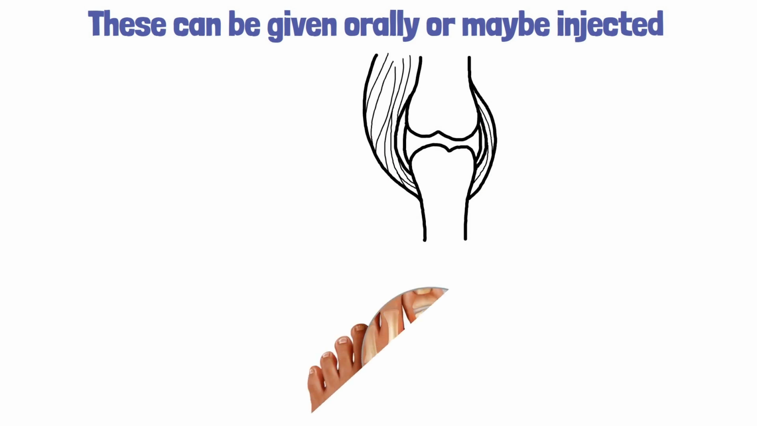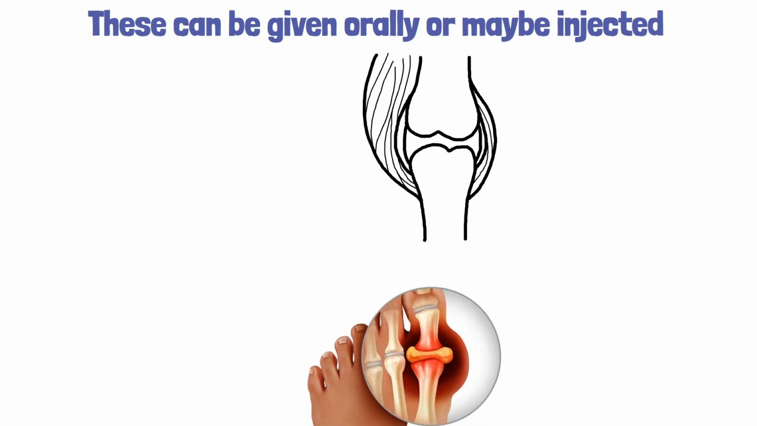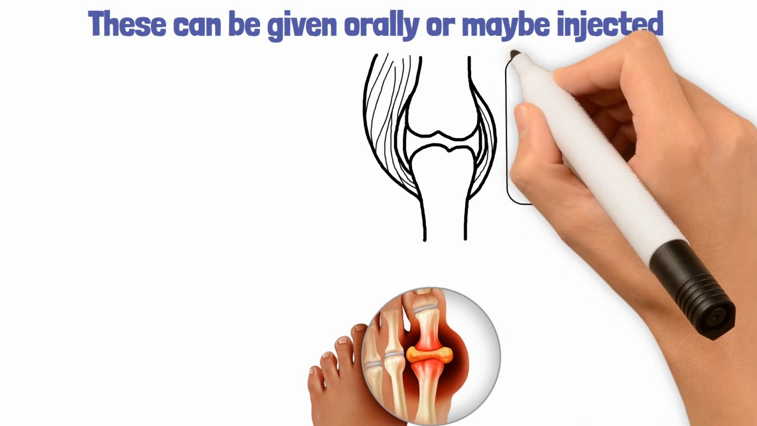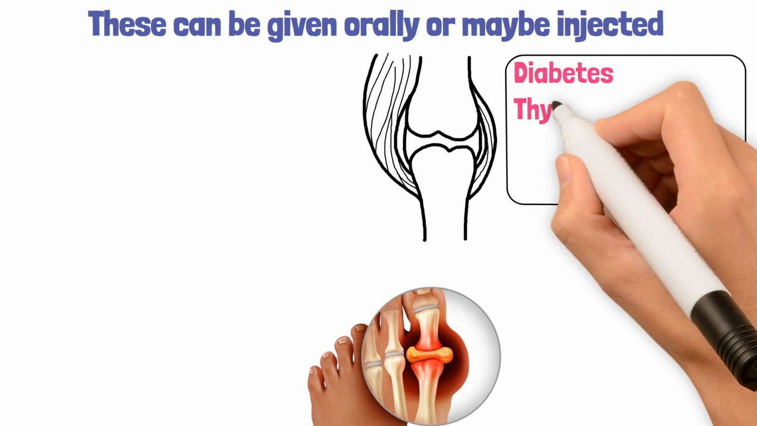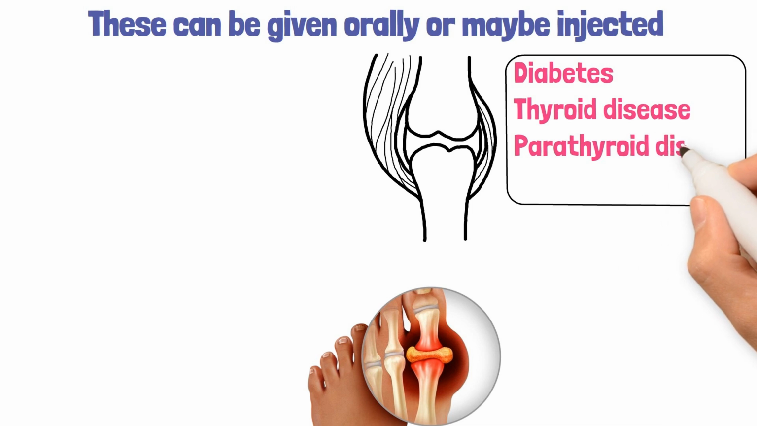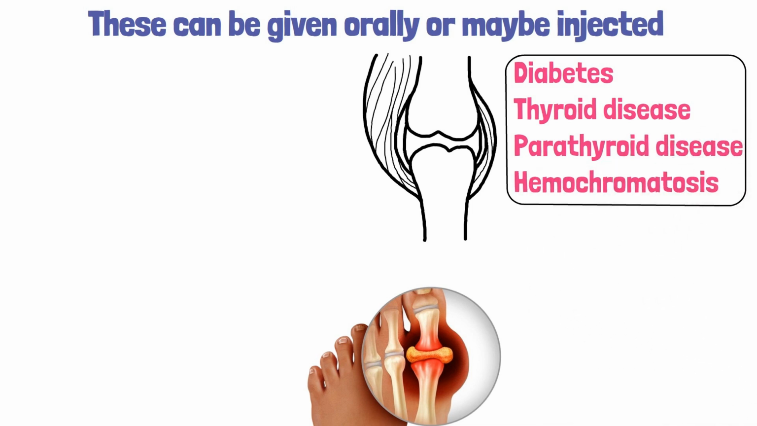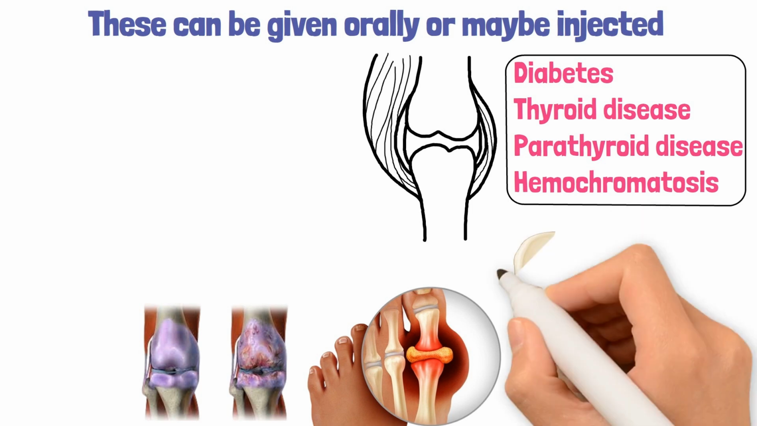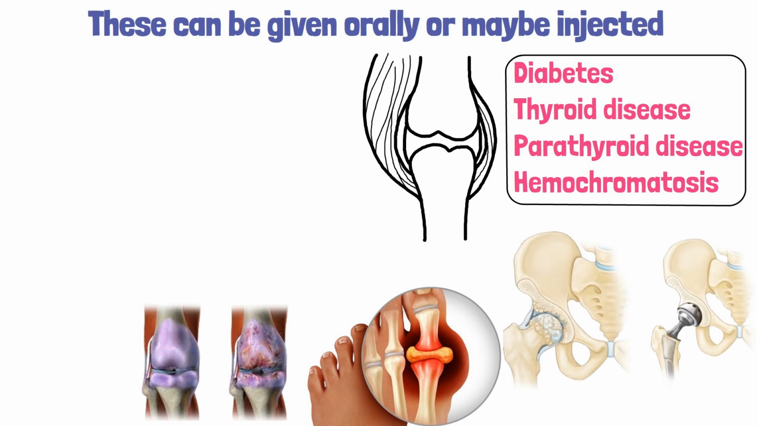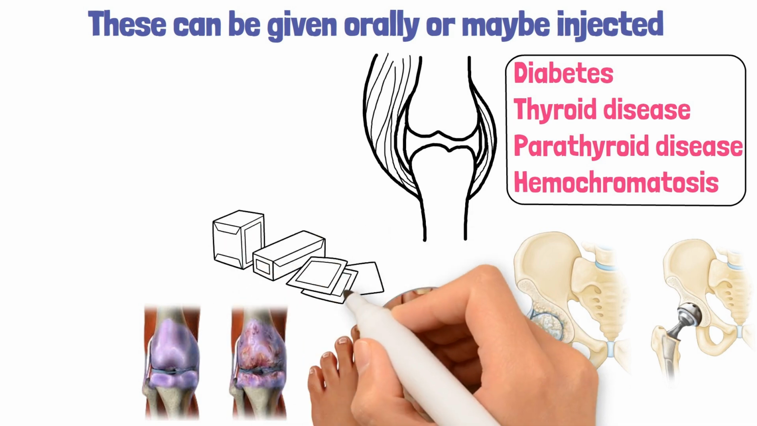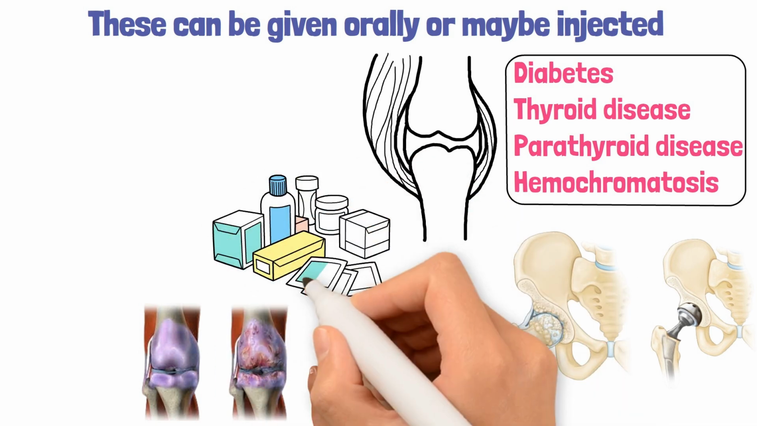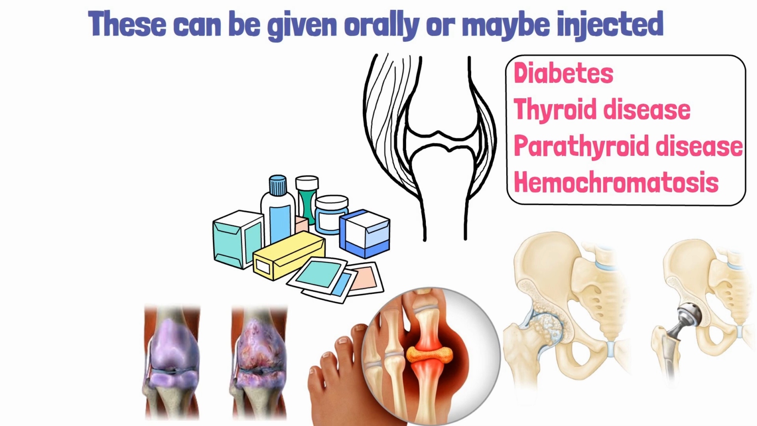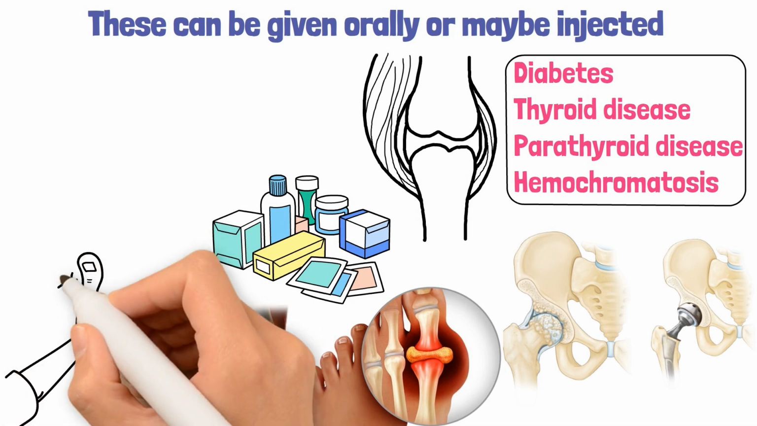Unlike gout, there's no long-term medication that can prevent further flares of CPPD. Managing underlying medical conditions like diabetes, thyroid disease, parathyroid disease, or hemochromatosis are important parts of the treatment. In some cases where there is significant osteoarthritis, joint surgery may be considered. In rare instances, disease-modifying anti-rheumatic drugs have been used to manage CPPD, but they've not proven to be especially effective.